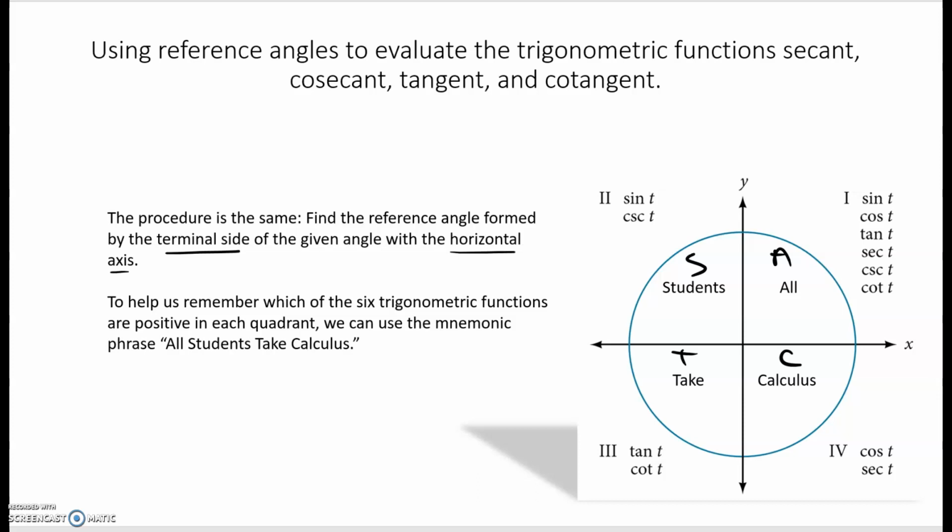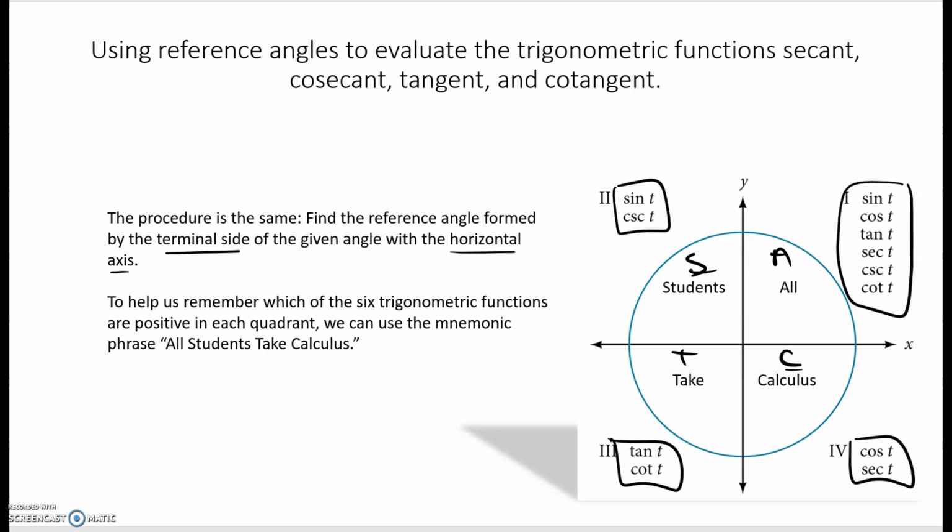So All means all of your 6 trig functions are positive in quadrant 1. Students, that means take the S and its reciprocal, so sine and cosecant. In quadrant 2, those are the only 2 that are positive. The rest of the trig functions are going to be negative. Okay, T for Take, that means tangent and its reciprocal cotangent in quadrant 3 are the only ones that are positive. The rest of the trig functions are going to be negative. Calculus, C, so cosine and its reciprocal secant, those are the only two trig functions that would be positive in the fourth quadrant. The rest of them are going to be negative.